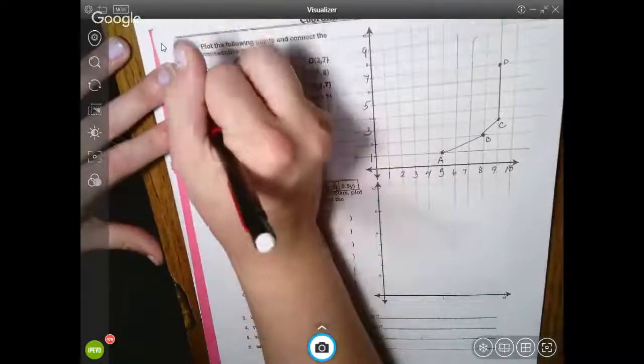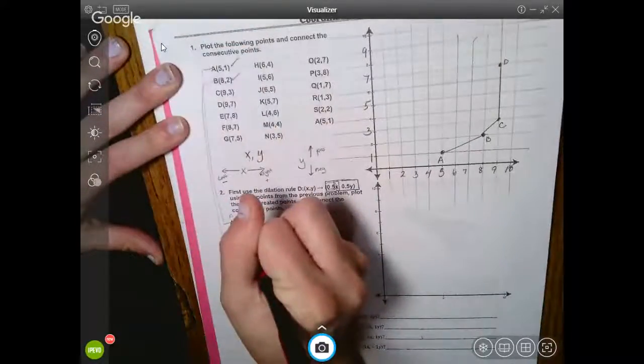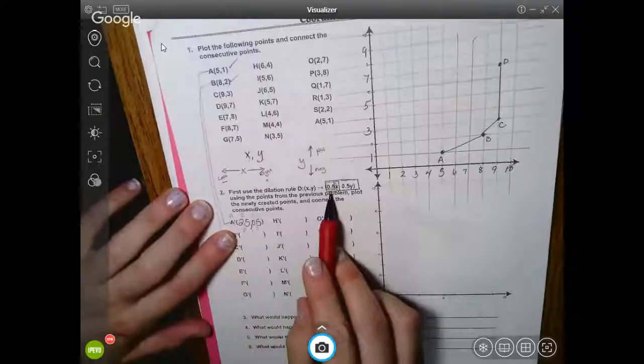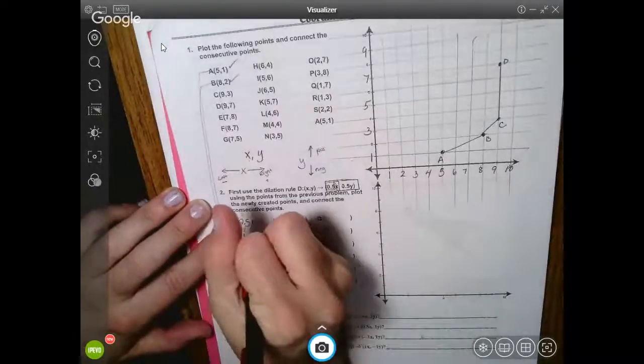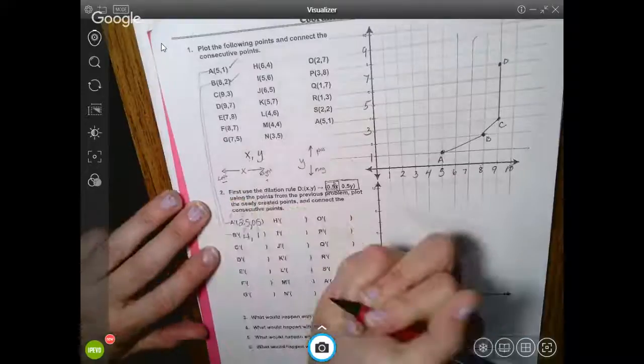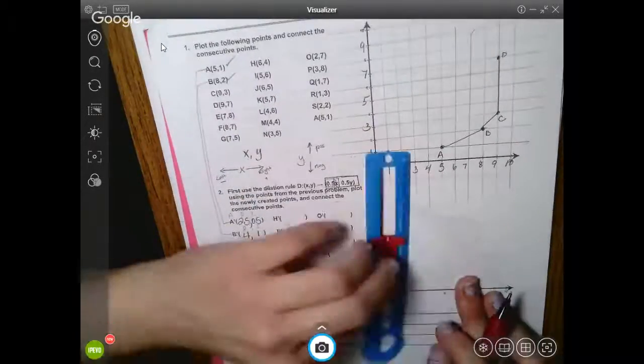So this A up here matches to A prime down here. For 8, 2, my original B was 8, 2. But now I'm going to do 8 times a half. Well, half of 8 is 4. Half of 2 is 1. So I know my B prime is going to be at 4, 1.